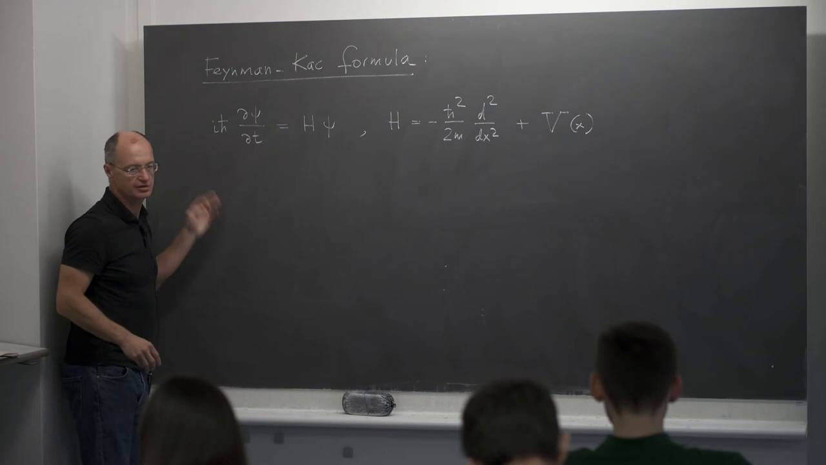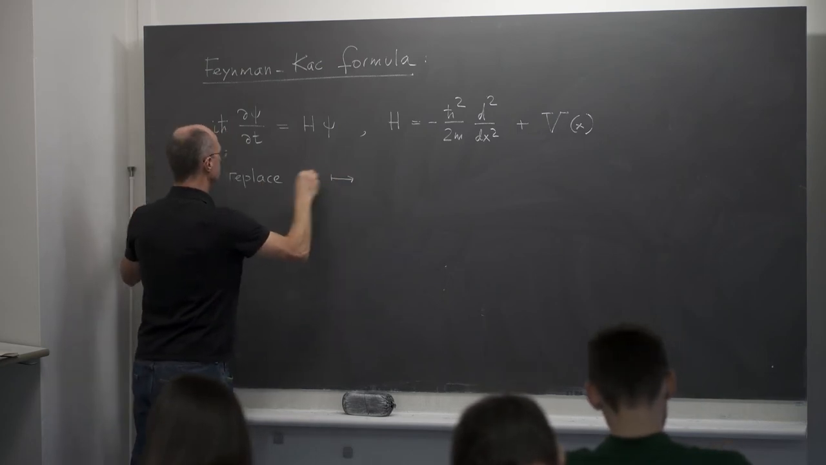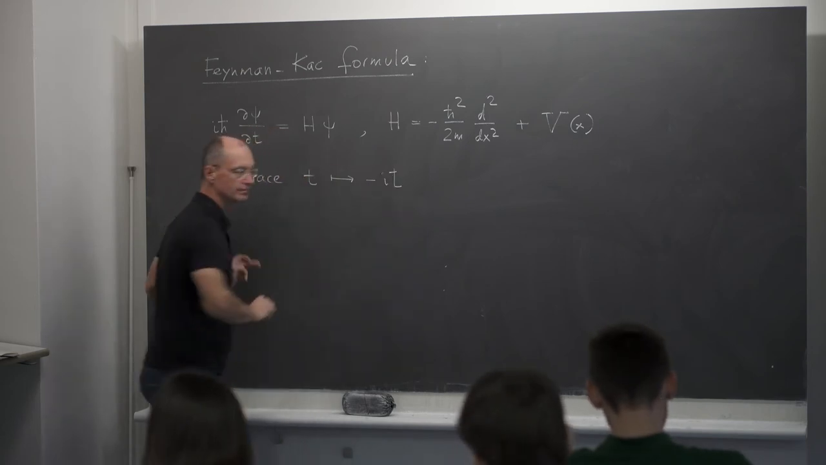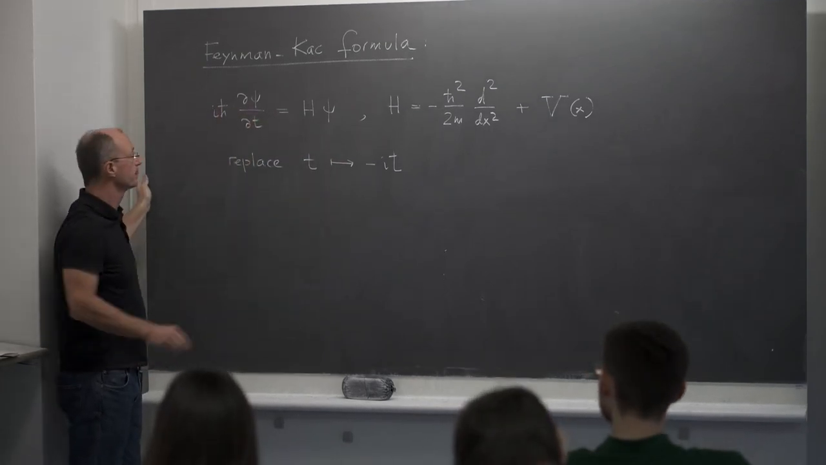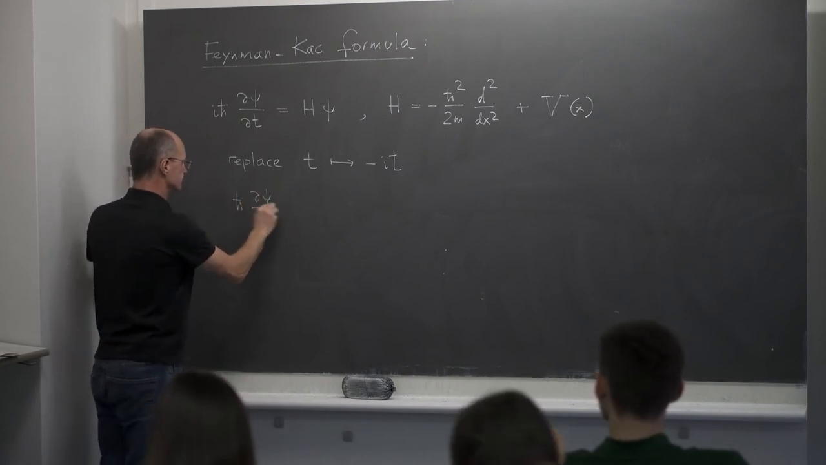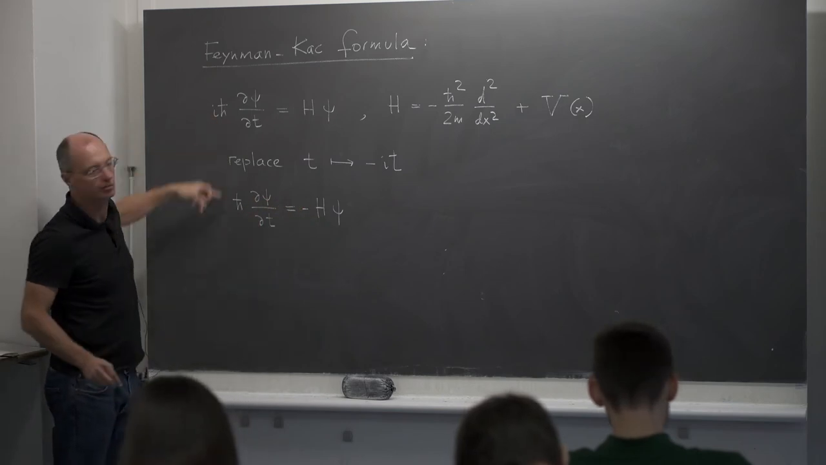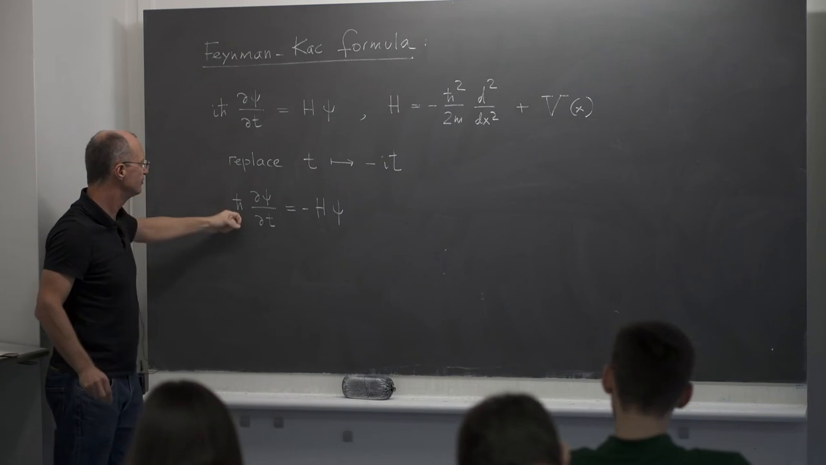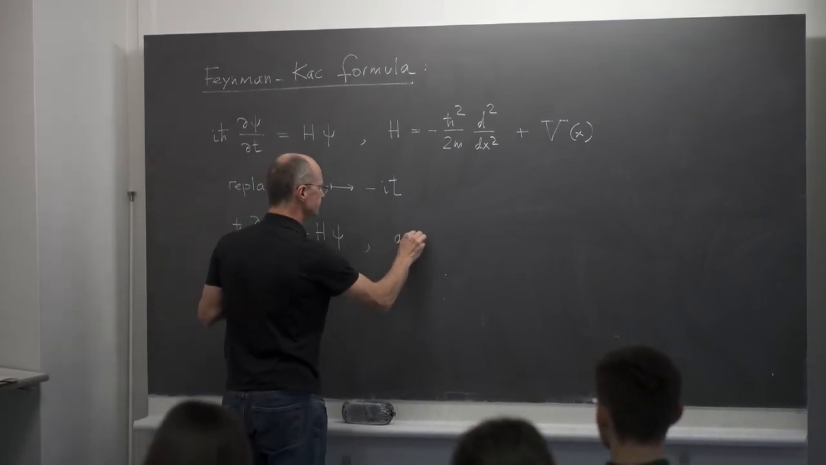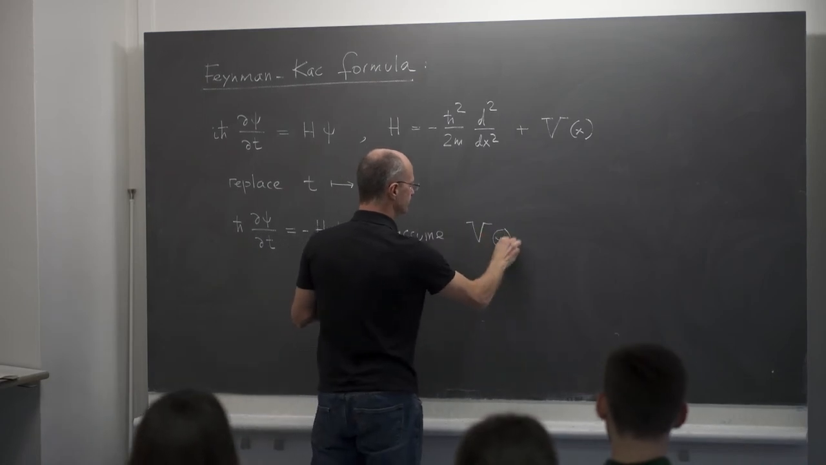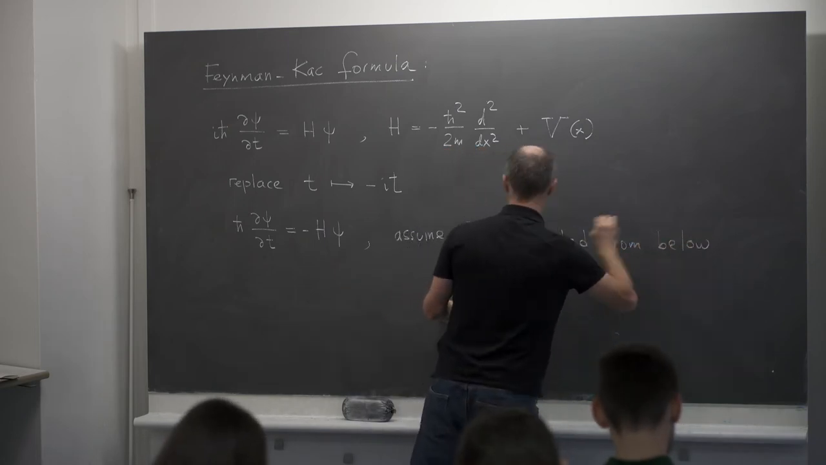And now the idea is as follows. So let's replace t with minus it. This is a kind of strange move, but let's see what comes out. So the equation changes, but it still has roughly the same form, right? So you get some other equation. It's also first order in t, an equation with an operator H. Well, and let's furthermore assume that V of x is bounded from below.